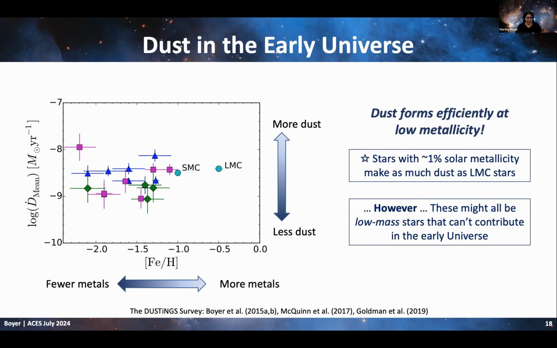And what we were expecting naively was that we would have less dust at lower metallicity, right? But it's just a scatter plot, and some of these galaxies that have really low metallicities are making just as much dust as the LMC and the SMC stars. And so clearly, dust is forming very efficiently at low metallicity, even in galaxies with metallicities as low as 1% solar. But there is a caveat here, and that is that these stars might all be low mass stars, which means that they might not be contributing to the early universe.